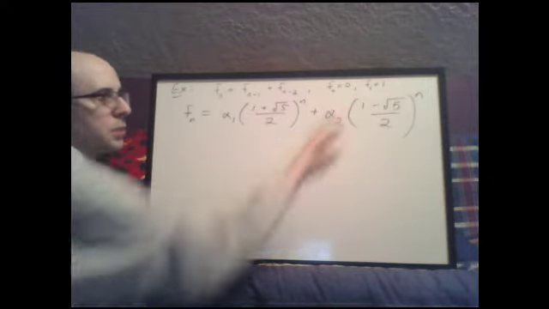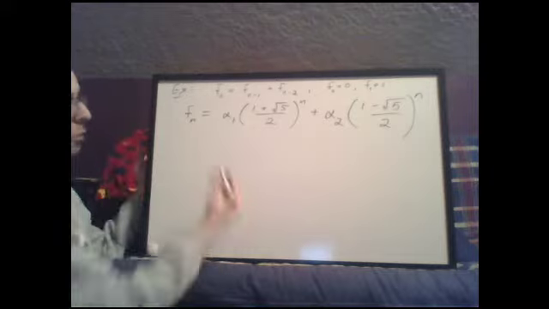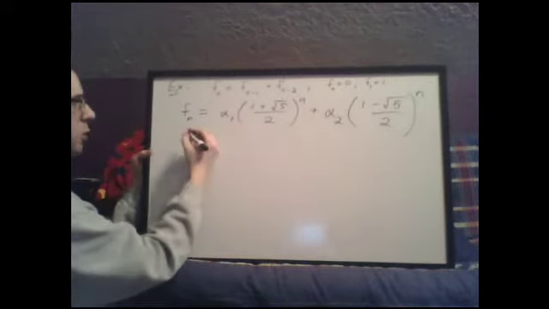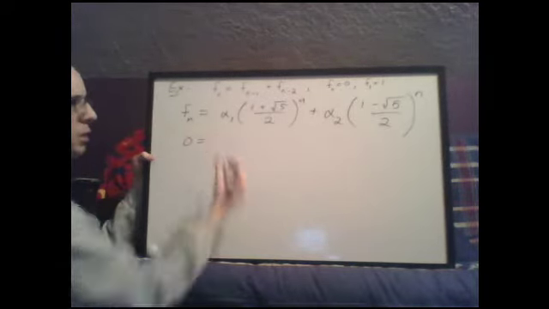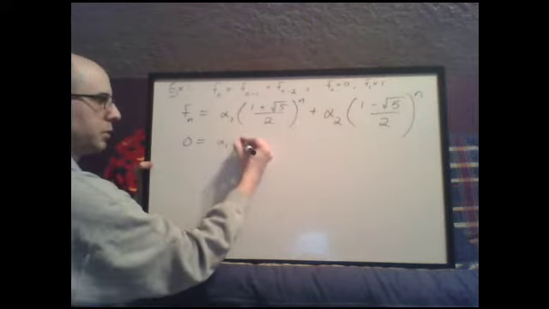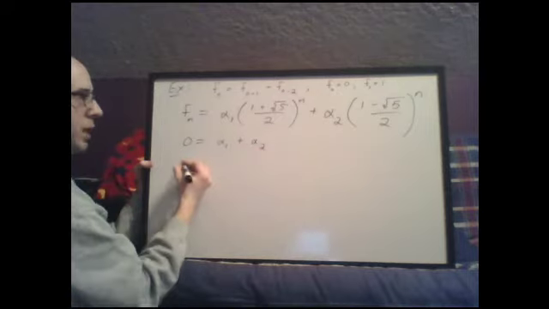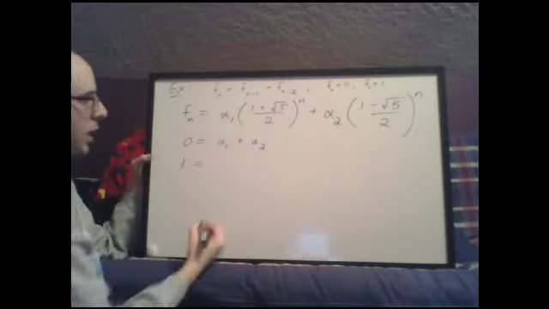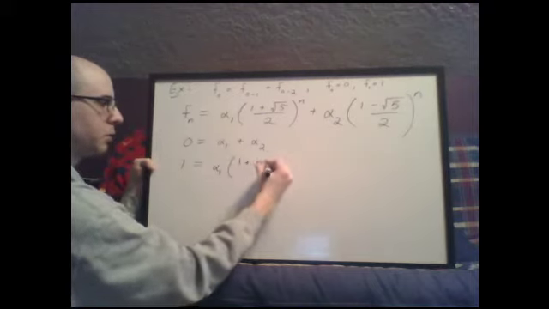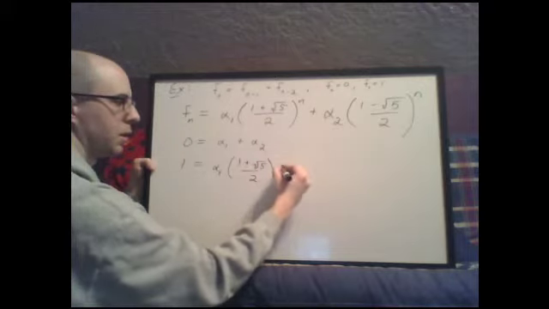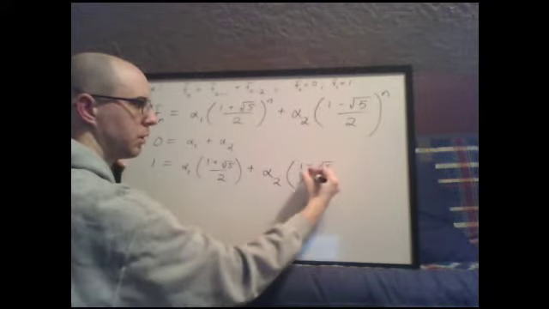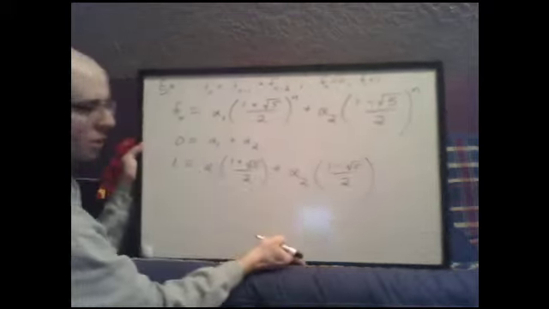But now with these specific starting values, we plug in the subscripts and set up our system of equations. So when n is 0, we'll get the equation 0 equals, when the exponent is 0, we'll just get 1, so we'll get alpha 1 plus alpha 2. When n is 1, we will get alpha 1 times 1 plus root 5 over 2 plus alpha 2 times 1 minus root 5 over 2. Because if our exponents are 1, that's all we're left with.